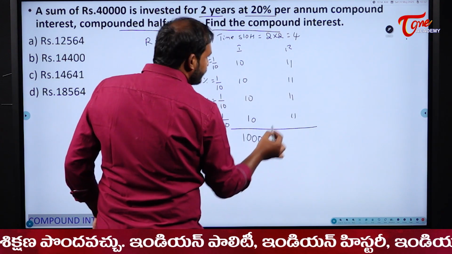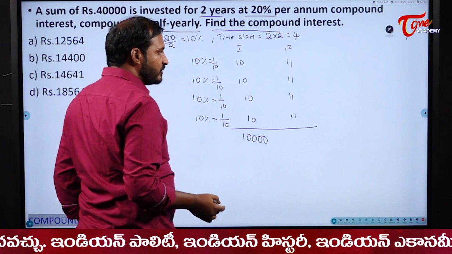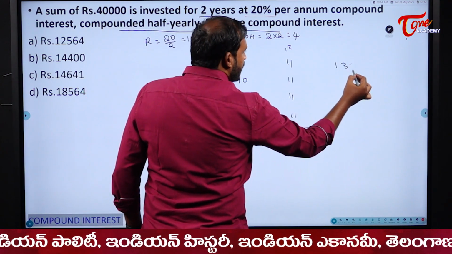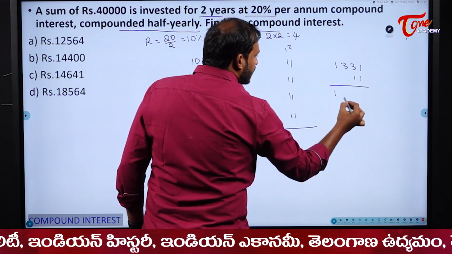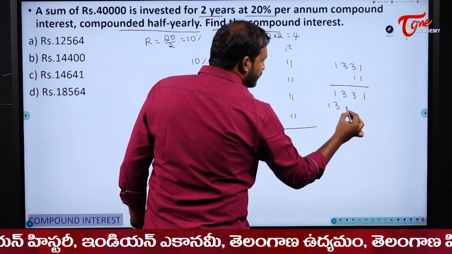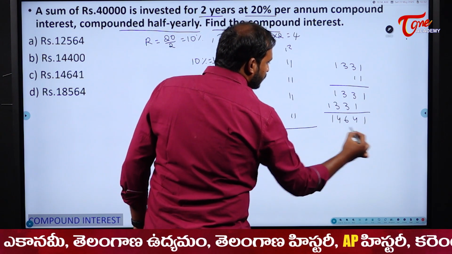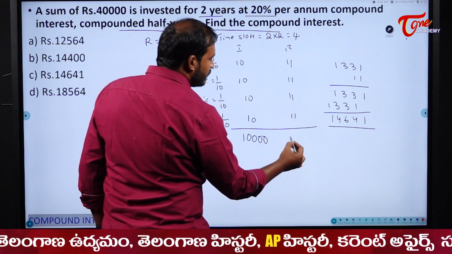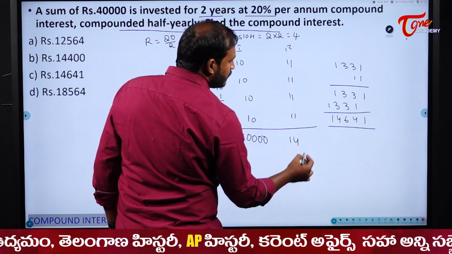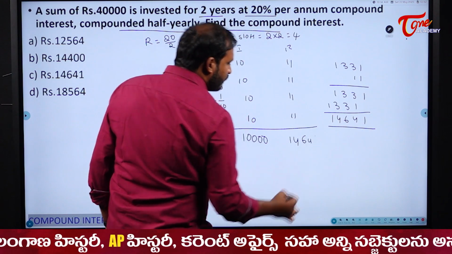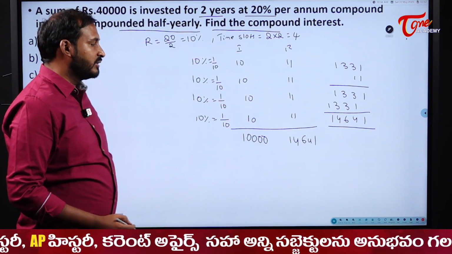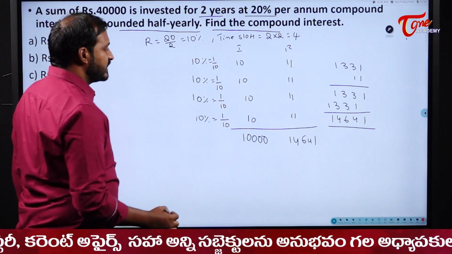Okay. So multiply it, what it becomes? 10,000. So 11 cube is 1331. And into 11 means what it becomes? 1331 and 1331. 14641. So it will become 14,641. And they are asking us the compound interest.